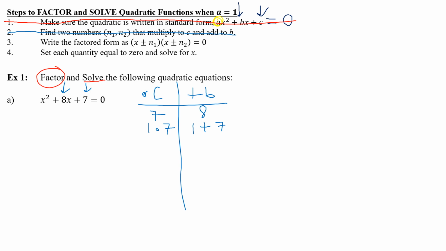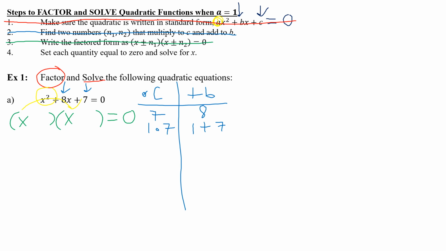All right? The next step says write the factor form as x plus or minus the first number times x plus or minus the second number equal to 0. Okay, so we're going to have two quantities, set them equal to 0. The first value will always be x, because keep in mind, when I multiply x and x, that's going to give me this x squared. That's why both of them need to have an x at the beginning.